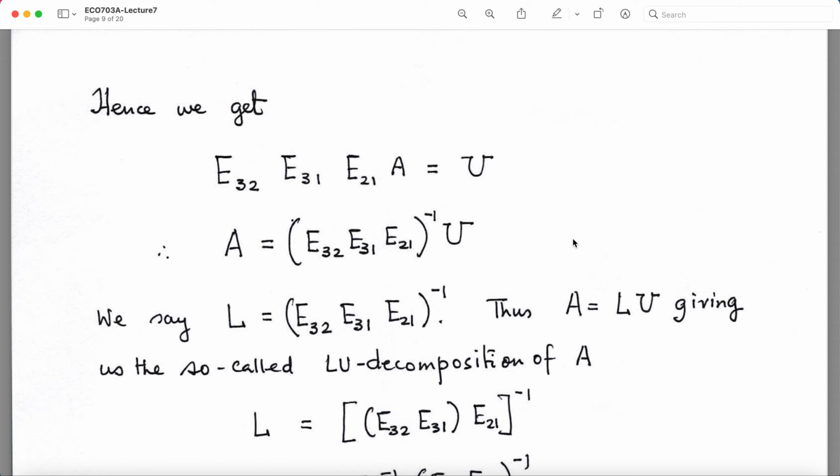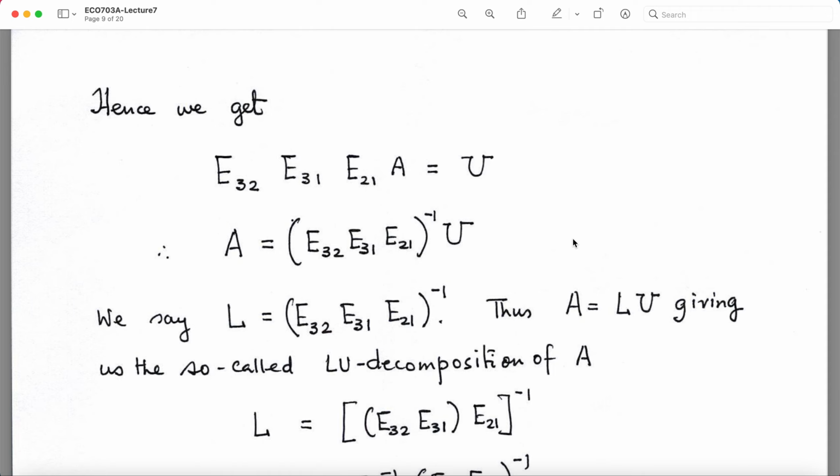if you take two matrices A and B, which both are invertible, and you take the product AB and you want to compute the inverse, then (AB) inverse is nothing but the product of B inverse into A inverse. This is very simple. Show that B inverse A inverse into AB is equal to identity. That's it. I leave it to you. So what does it mean? The product of these three matrices is also invertible, and A is equal to (E32 E31 E21) inverse U.